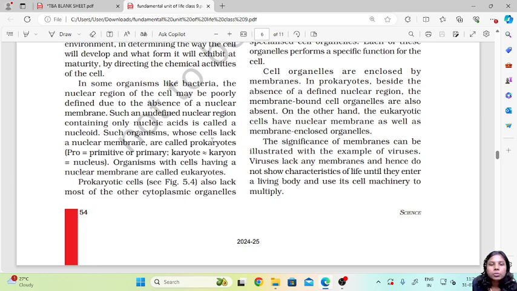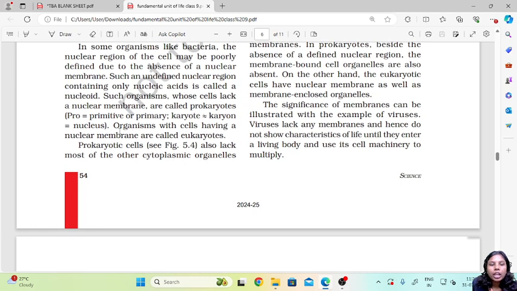Such organisms whose cells lack a nuclear membrane are called prokaryotes. The word is broken down into pro, primitive or primary, and karyon, that is, the nucleus. They have a primary nucleus, as these organisms don't have the nuclear membrane, so they are called prokaryotes. Organisms with cells having nuclear membranes are called eukaryotes.